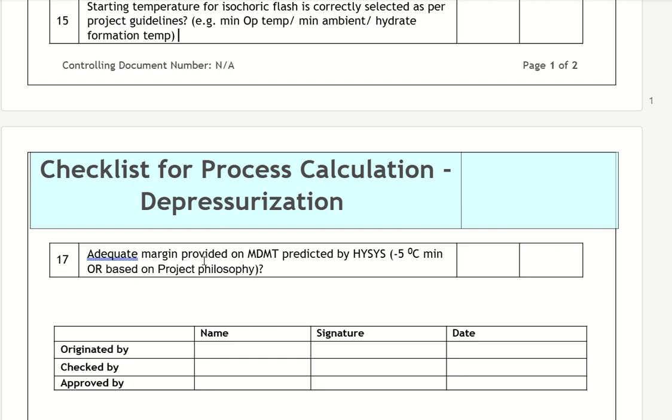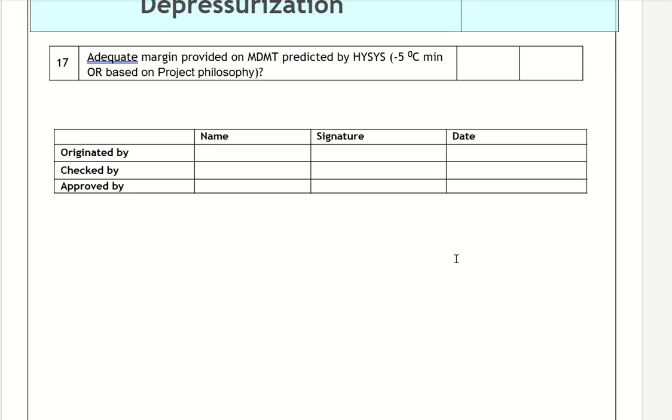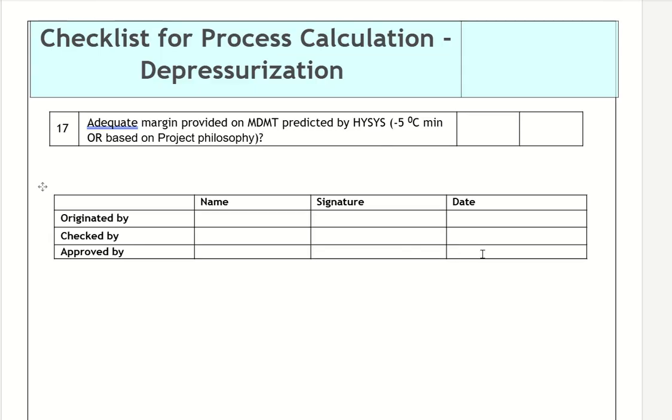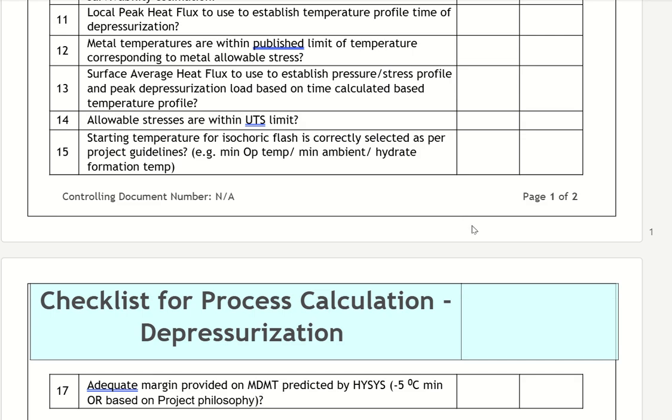Then it says that adequate margin is provided for MDMT as predicted by HYSYS or based on the project philosophy. So there should be some margin between MDMT and the calculated temperature. Accordingly, you have to select your methodology. This is a quick video on how to go for a basic technique for depressurization. There are many, but I'm using this basic checklist for pool and jet fire depressurization.